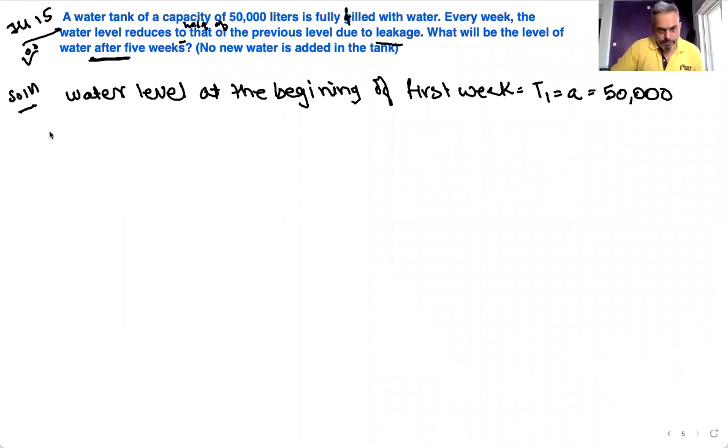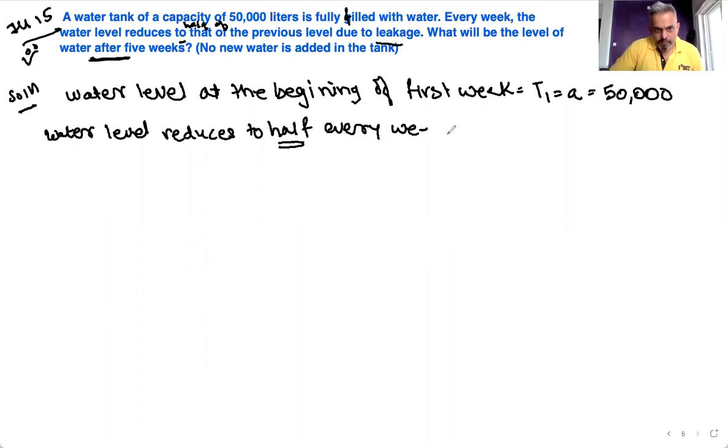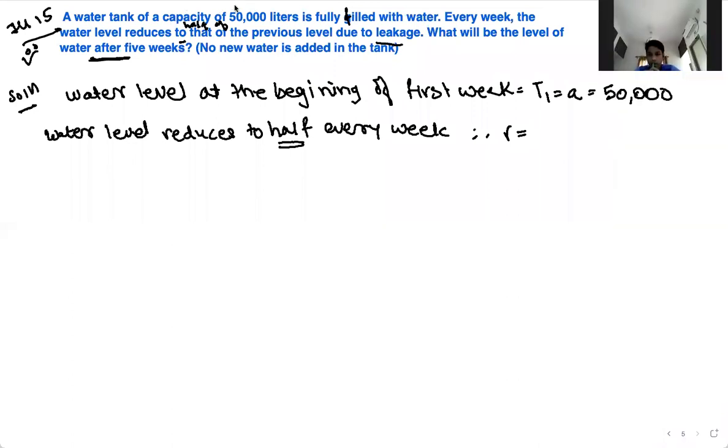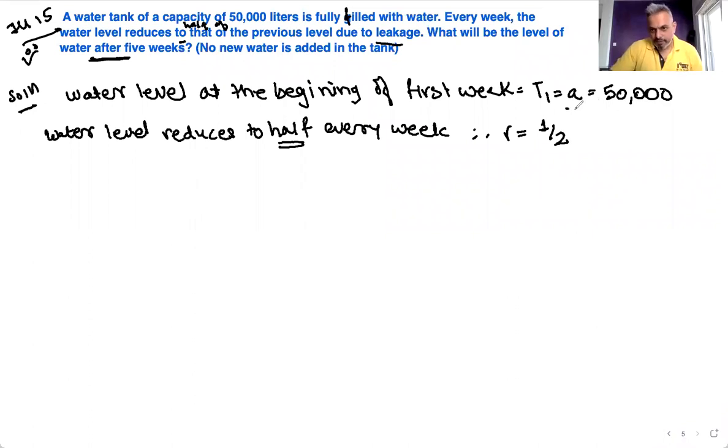सेकेंड पॉइंट, वाटर लेवल reduces to half every week. So therefore, R is equal to what? Can you tell me? R is equal to what? 1/2. Yes, 1/2. Very good. Half हो जाता है. So 1/2 तो हमारे पास A है, हमारे पास R है.